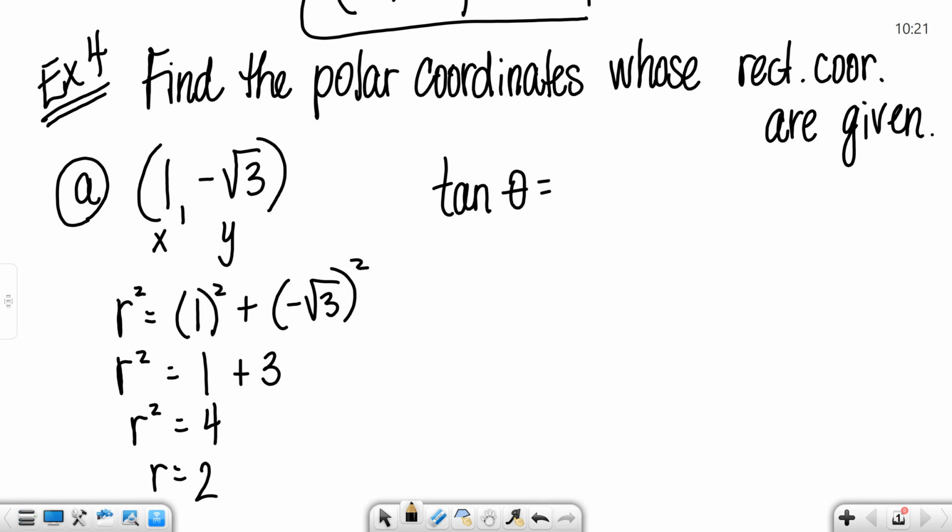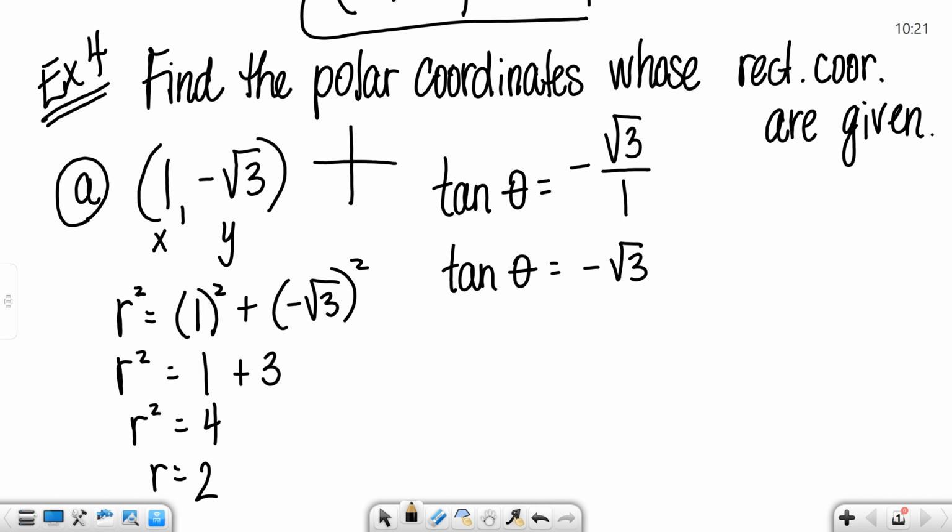And I'm going to use the tangent of theta is y over x. So I'm looking on my unit circle where the tangent is negative square root of 3. Well, that happens in the second quadrant and in the fourth quadrant. But if you think about this, let's just think for x and y for just a minute. If the x value is positive and the y is negative, then this point is somewhere down here in quadrant 4. So I'm looking for theta in quadrant 4.